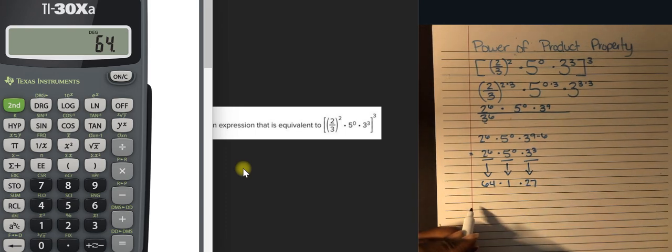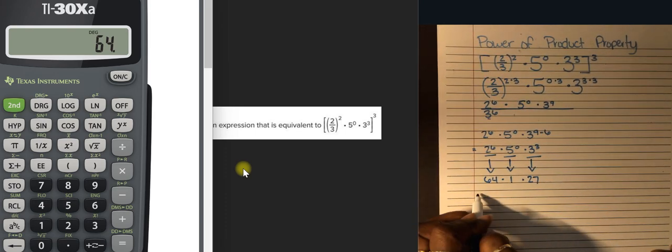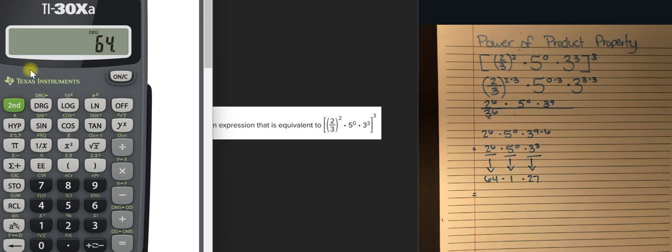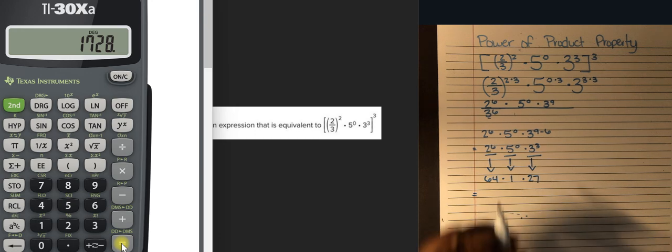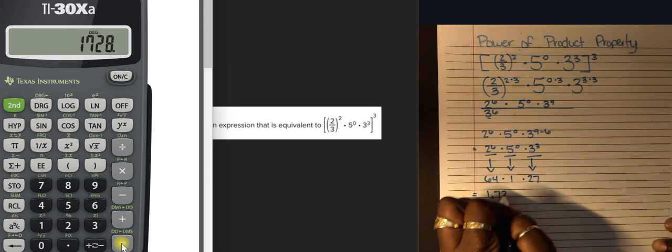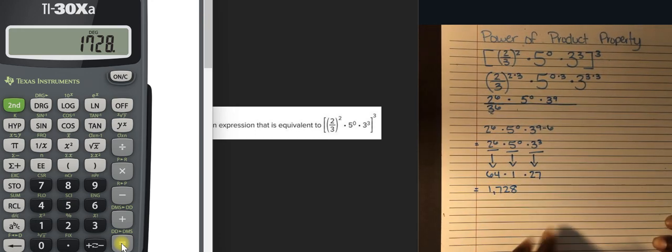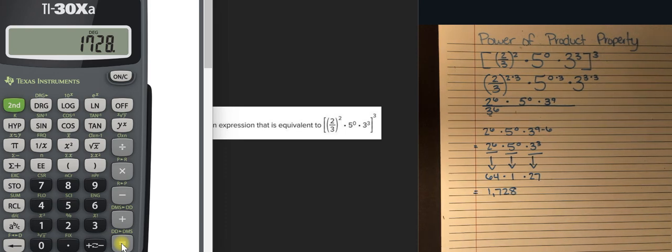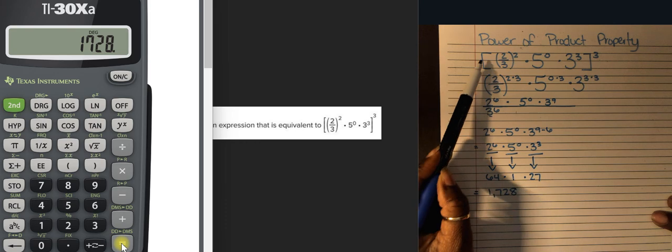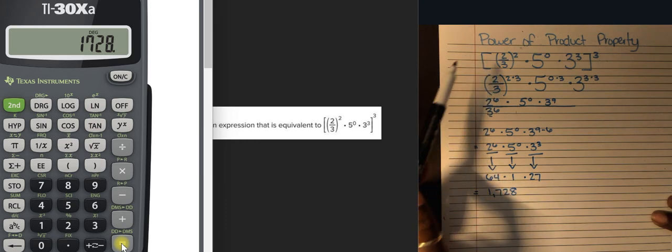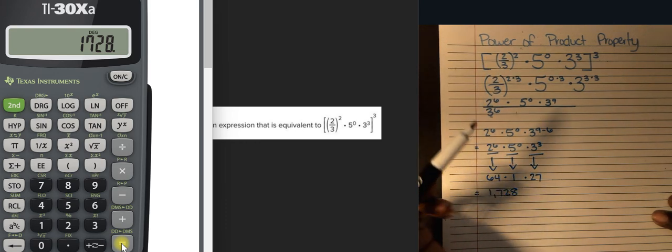So we're simplifying it, and we're almost there in terms of figuring out what our answer is going to be. So we're going to say 64 times 1. We know that's 64. And then we're going to multiply that by 27. So 64 times 27 gives me 1,728. So this is our answer. And so what we did is we just simplified our initial problem and made it easier for us to solve.